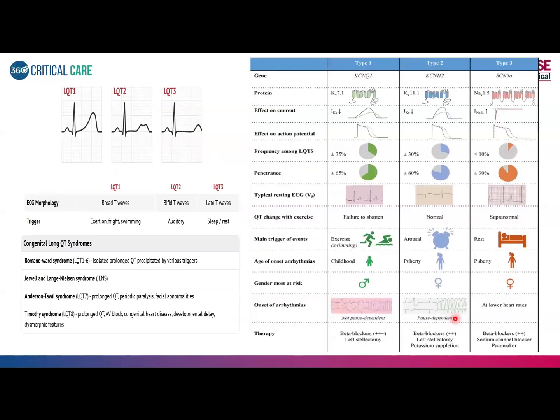Coming to the congenital causes of the long QT syndrome, we have various causes. One needs to remember, this might be a busy slide, but what you need to remember is just this, and probably this, the protein and this. So the ECG morphology: you have the LQT1, long QT2, and long QT3. Long QT1 comes with a broad T wave. Long QT2 comes with a bifid T wave, and long QT3 comes with a late T wave.